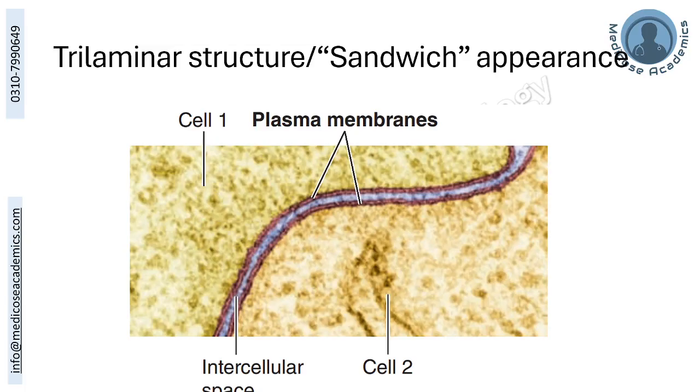Another model to explain the structure of the cell membrane is known as the trilaminar or the sandwich appearance model. Here you can appreciate the plasma membranes of two neighboring cells and interstitial fluid in between these two. This is the cell membrane of one cell and this is the cell membrane of the neighboring cell, giving it this sandwich appearance seen under electron microscopy.